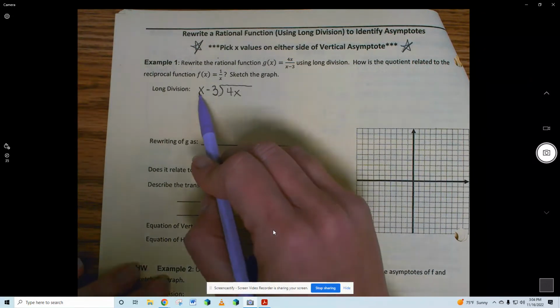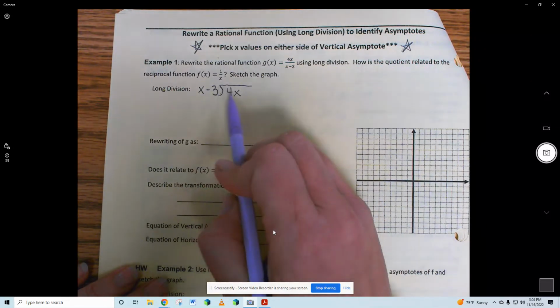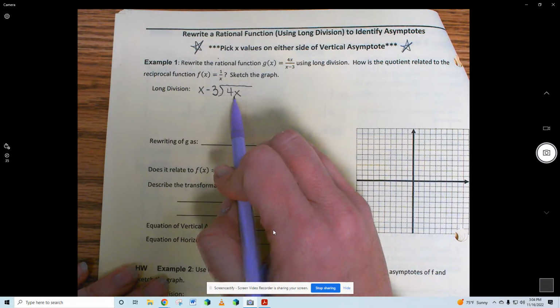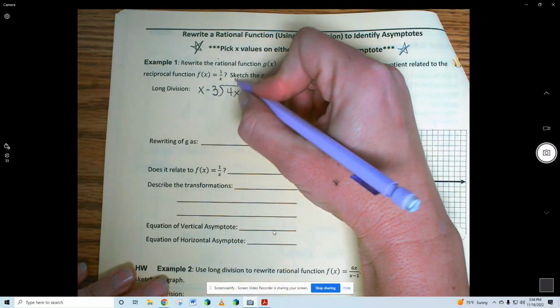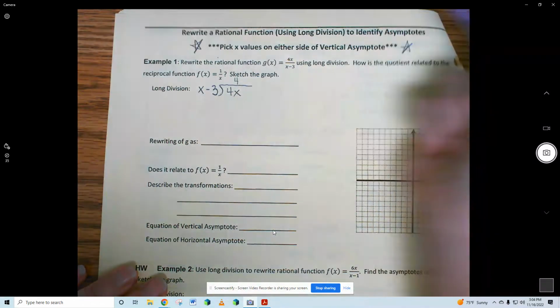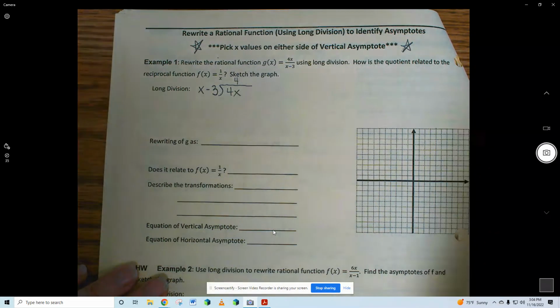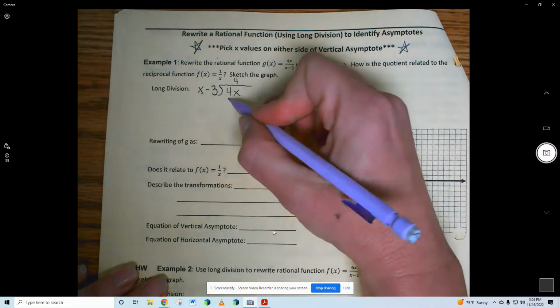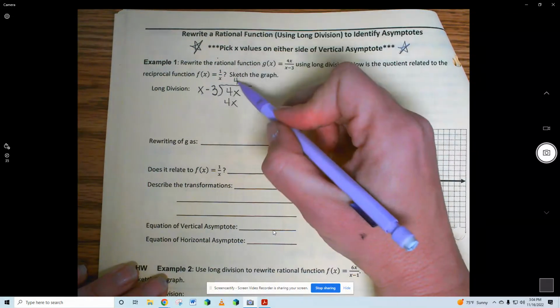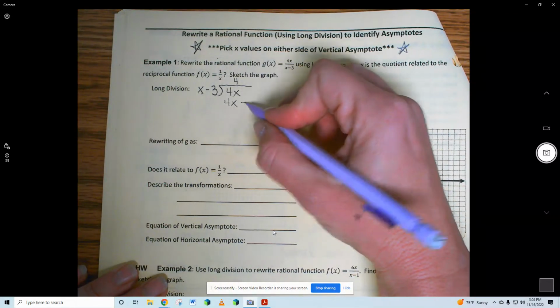So it's a binomial. How many times does x go into 4x? 4 times. So I put a 4 above it. Then, this is like 4th and 5th grade division, I multiply. 4 times x, 4x. 4 times negative 3, negative 12.